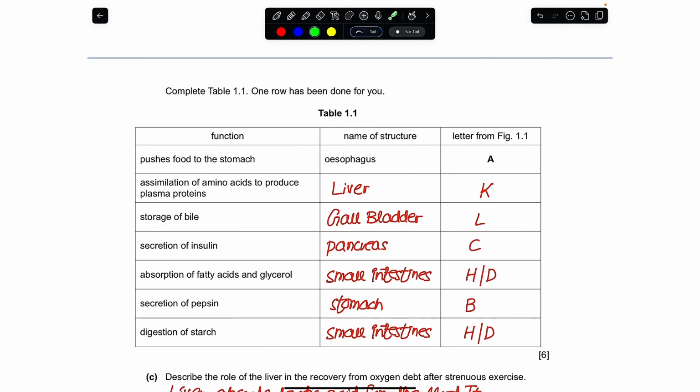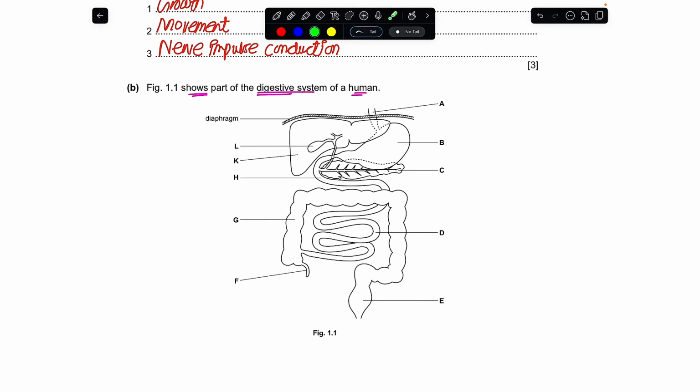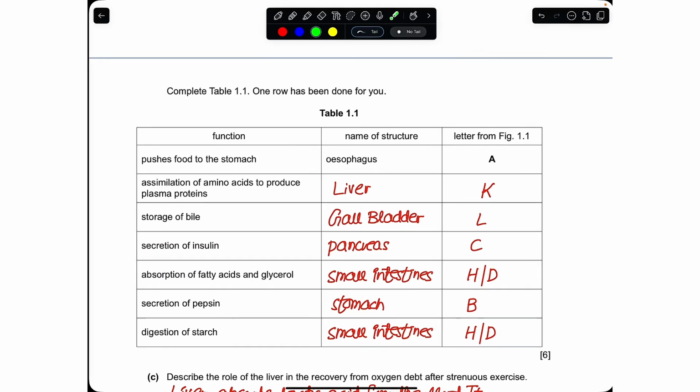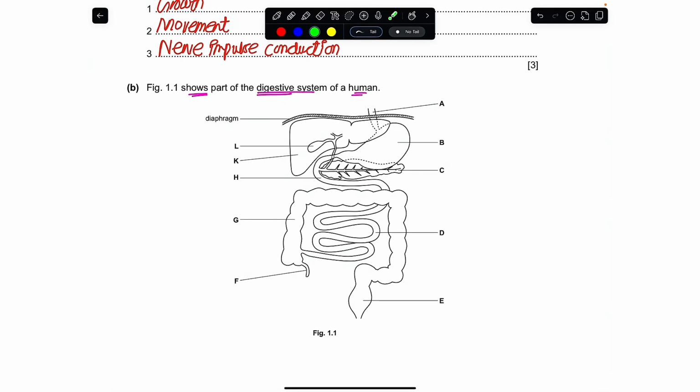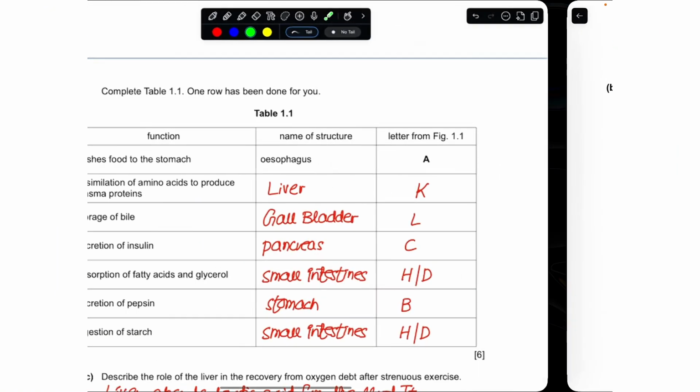Likewise, they want you to tell them what brings about the absorption of the fatty acid and the glycerol. The fatty acid and the glycerol get absorbed from the small intestine. So here you have the choices: either you write H or you write D, and you would score full marks. Next, they ask what brings about the secretion of the pepsin. This is the stomach, and the letter that we have for the stomach is B.